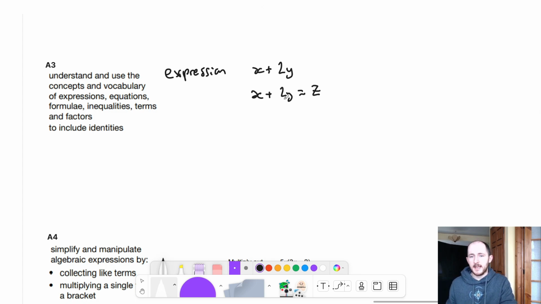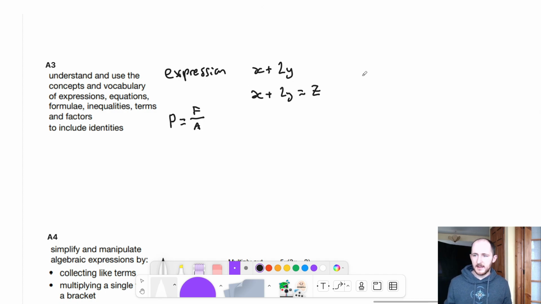A formula is a special type of equation that tells us how to work something out. So for example, one equation that you're going to be able to use is pressure is equal to force over area. And again, in your GCSE science as well, pretty much every equation that you use in science is actually a formula because it tells you how to work something out specifically.